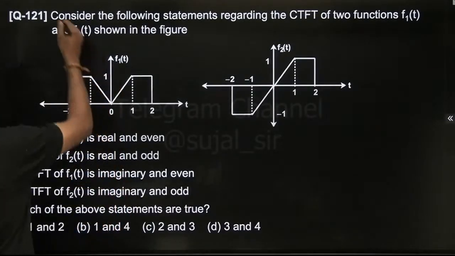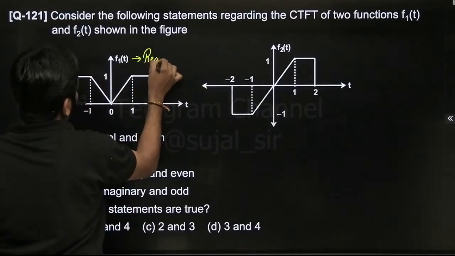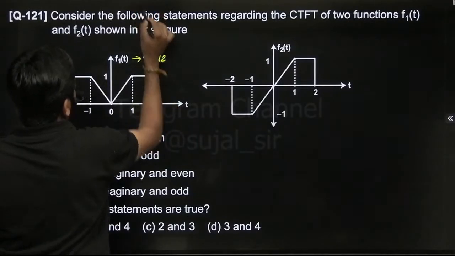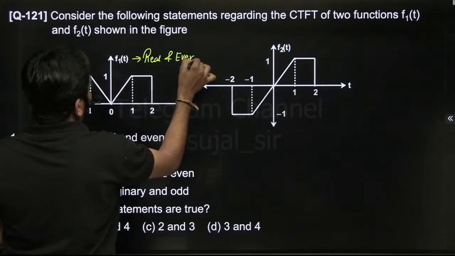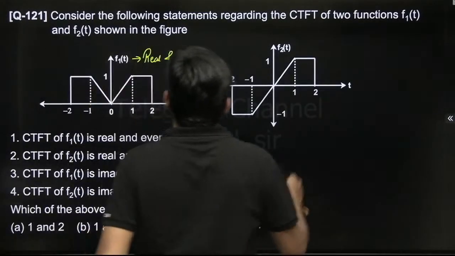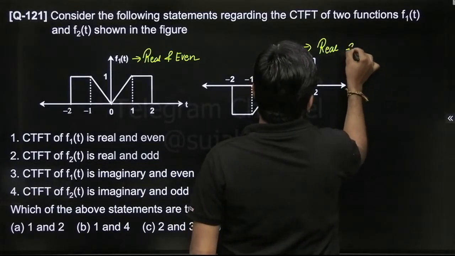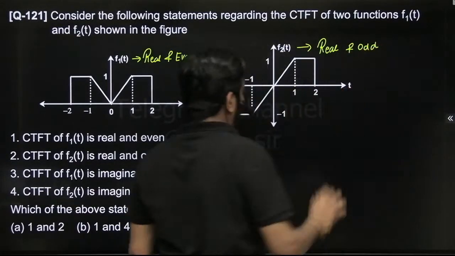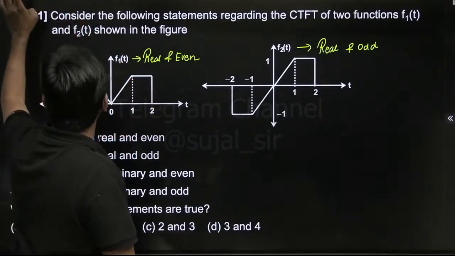So f1 of t, now see here, this function is real and it is an even function, guys. Correct? And this is what, guys? This is a real and odd function. Yes or no? You can see, guys. This is a real and even function. This is a real and odd function.